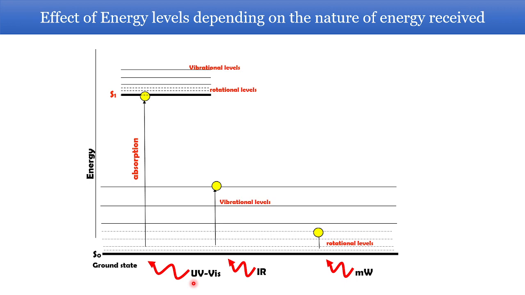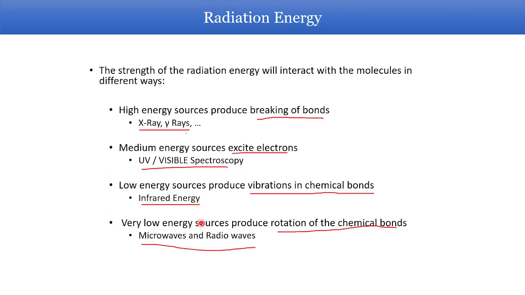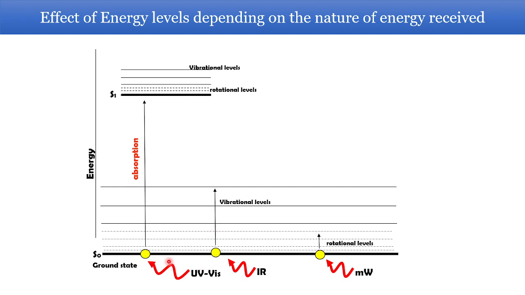So UV visible has a very high energy, whereas radio waves have low energy, and infrareds have less energy. Greater the energy, greater will be the absorption, and this UV visible ray is enough to excite that particular molecule from the ground state to the S1 excited state. Next, when there is an infrared, it moves to the vibrational levels of that particular state.